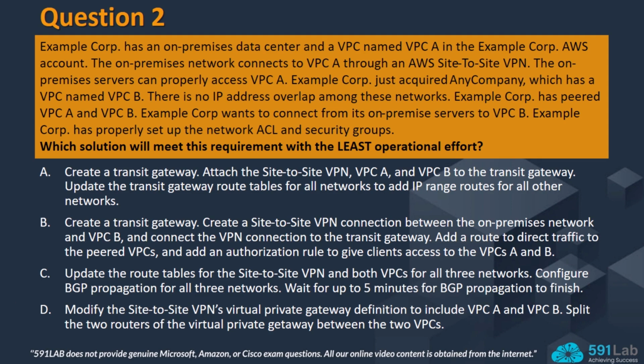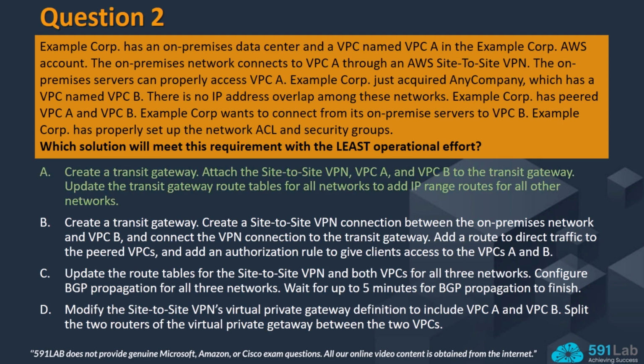To connect from Example Corporation's on-premises servers to VPC B with the least operational effort, the company should create a transit gateway and attach the site-to-site VPN, VPC A and VPC B to the transit gateway. The transit gateway route tables should be updated for all networks to add the IP range routes for all other networks. Therefore, option A is the correct answer.